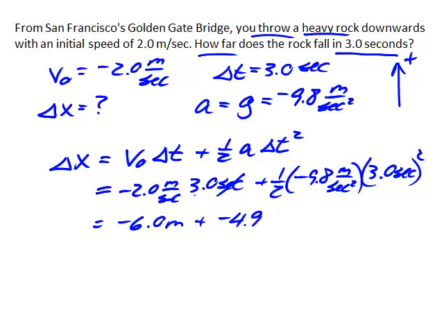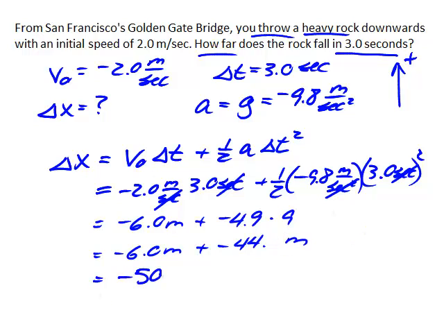Our units cancel here, the seconds cancel, we're left with meters. Second squared here cancels second squared here, so we're left with meters. So negative 4.9 times 9, and so that gives us negative 6.0 meters plus negative 44.1 meters. But we really only have 2 sig figs here, so I'm going to write that as 44 meters.